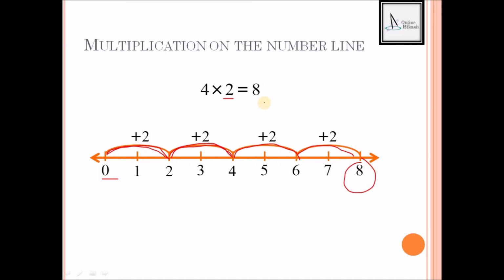In the same way, you can make a number line to represent another multiplication. Say 3 times 2 is 6, you can represent it on the number line. You can represent 5 times 2 is 10 on the number line. You can represent 4 times 3 is 12 on the number line, and so on.